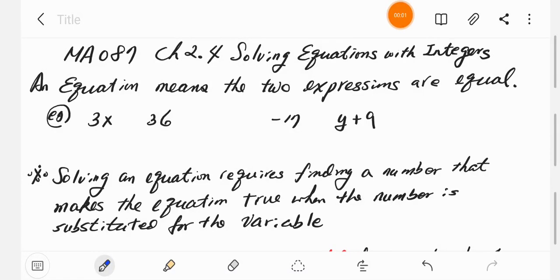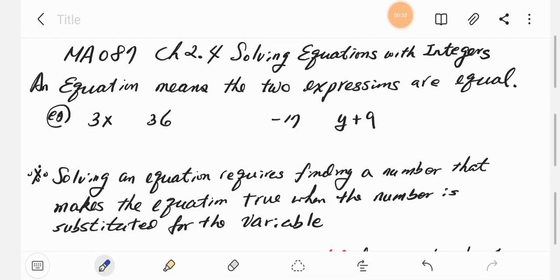Okay, chapter 2.4, solving equations with integers. This section is really important because we're going to have a lot of questions about finding solutions of equations. So finding the solution of equations will be coming soon. So what is an equation? Actually, what is an equation?